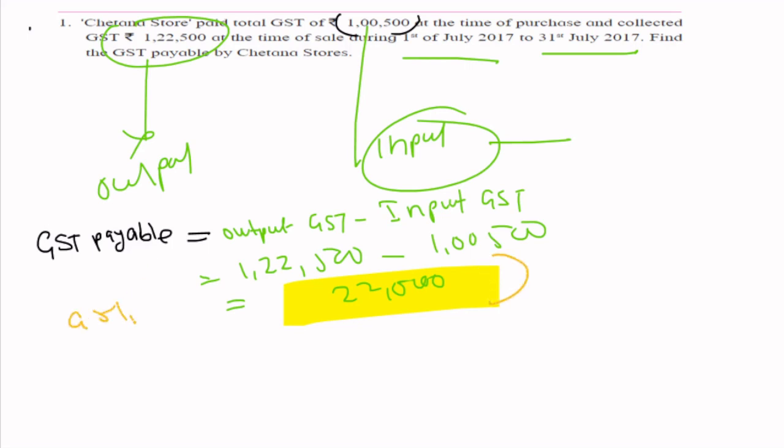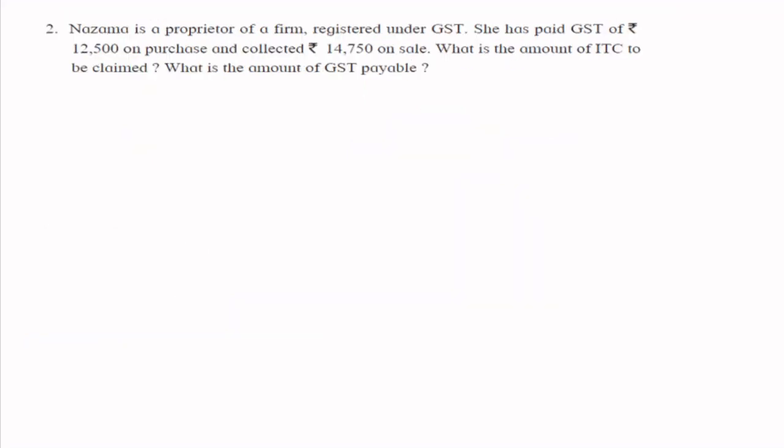So GST payable is how much? 22,000 rupees you have to pay. Okay, that is how much Chetna has to pay. It's very easy if you understand the concepts. Let's proceed to the next question.